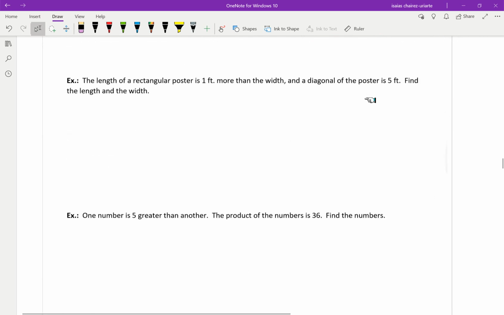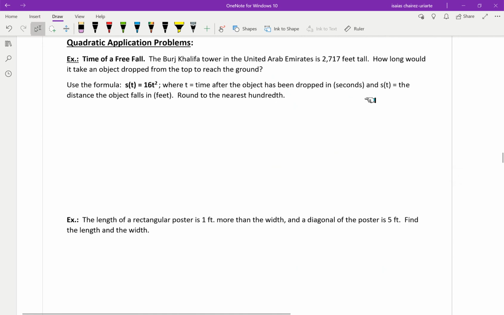So we have a little prompt here, and we're going to be talking about free fall time. All right, so the Burj Khalifa is a very tall building in the United Arab Emirates. It's 2,717 feet tall. How long would it take an object dropped from the top to reach the ground?